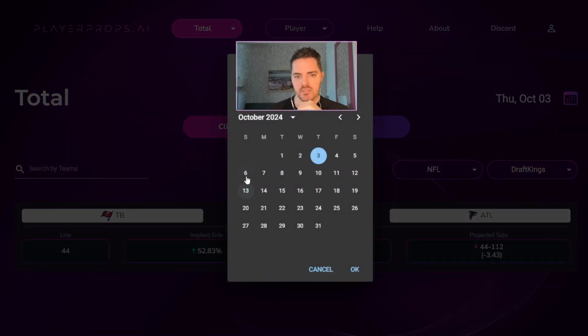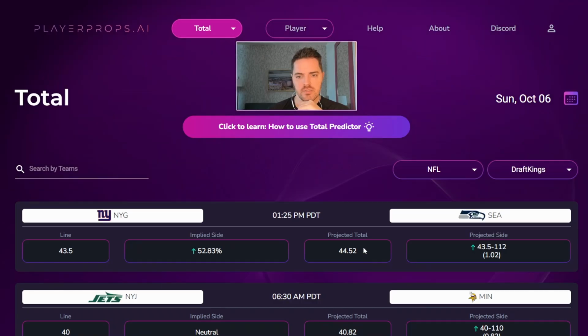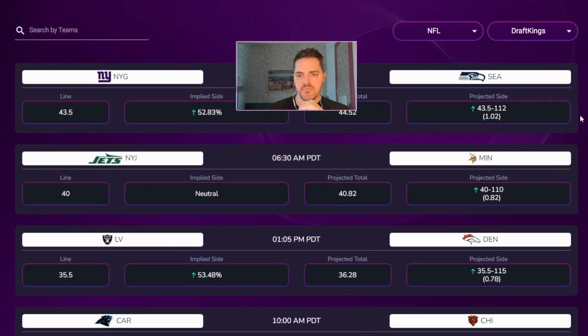Going back again to Sunday's games. So right here is what you want to pay attention to the most, how it's sorted. This projected total here in the third column is what the AI is saying the total is going to be. The line on the far left is what the current line is, what the sportsbooks put the line at. So okay, who has the biggest difference on either side?